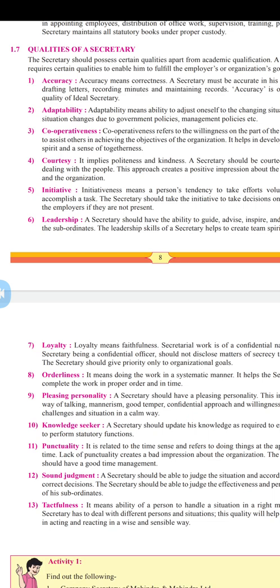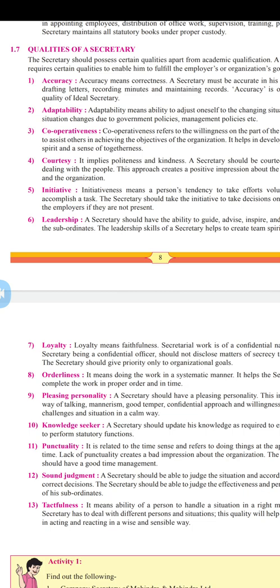Then six, leadership. Leadership is an important quality of a secretary, as he is required to get the work done through others. He must be able to guide, advise, inspire, and motivate others to complete their work in an efficient manner. It will help in creating team spirit. If the leader is strong, only then the staff will be confident and motivated to achieve the organizational goal. That's why this is an important quality of the secretary, that is leadership.